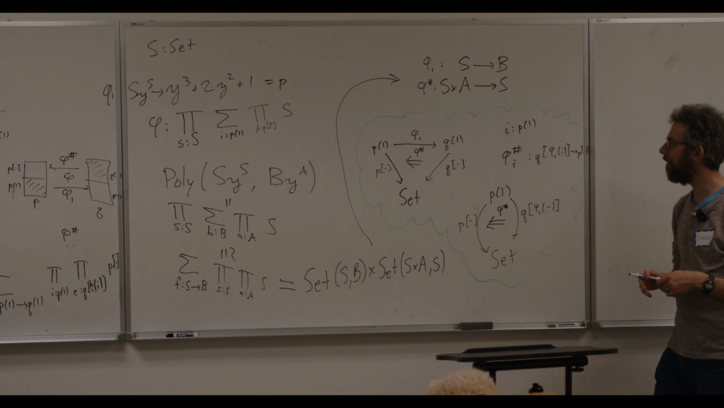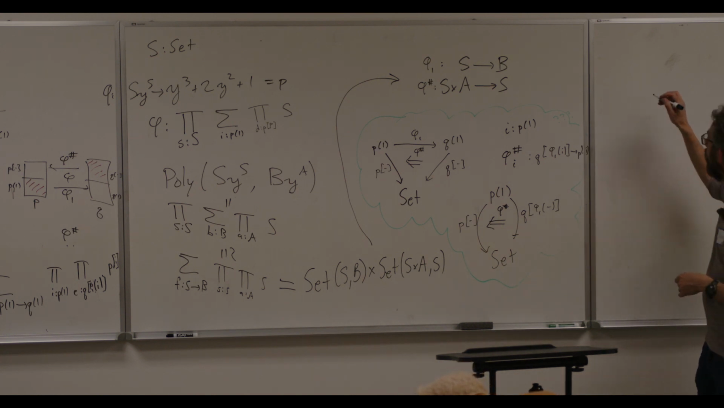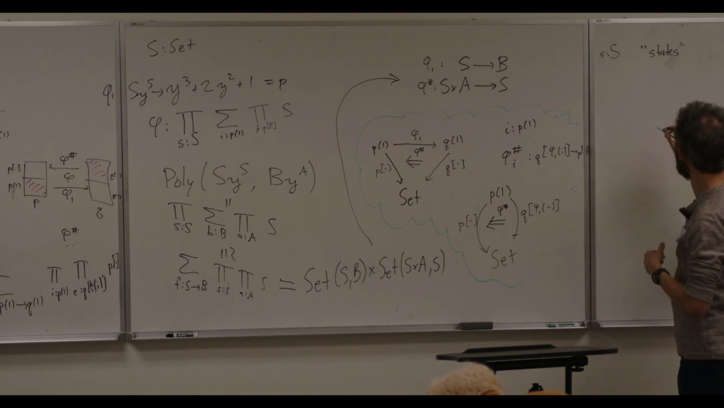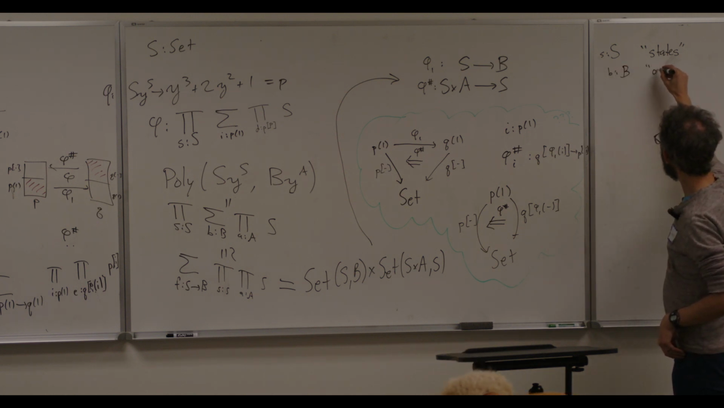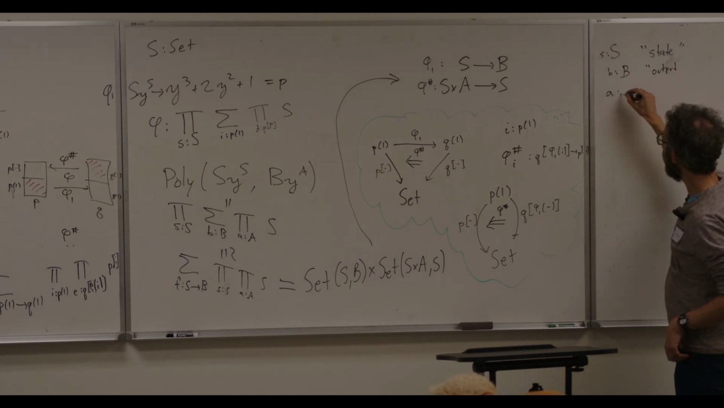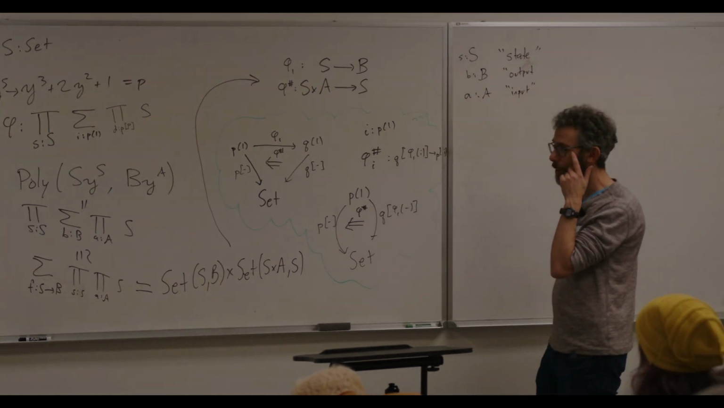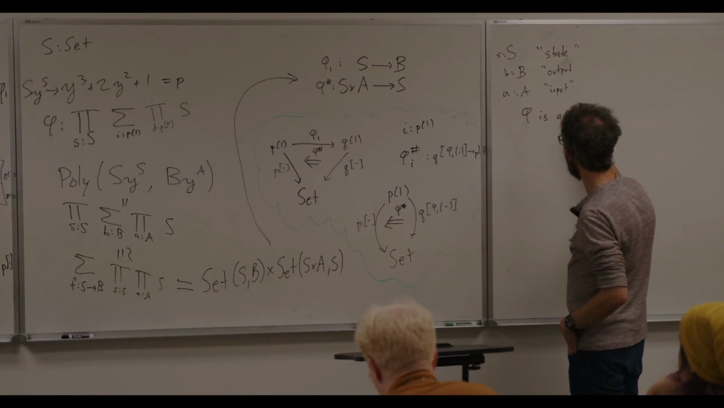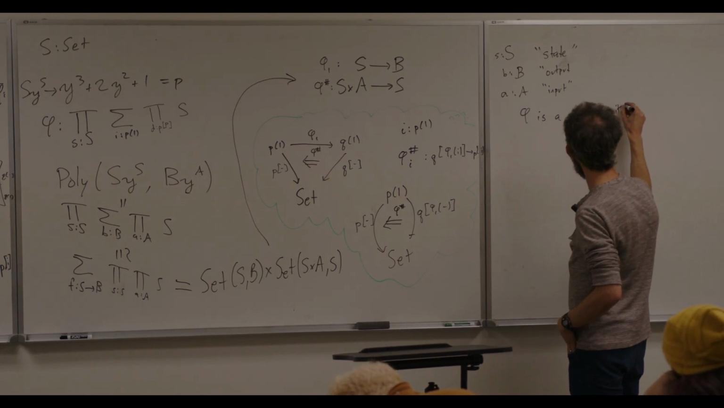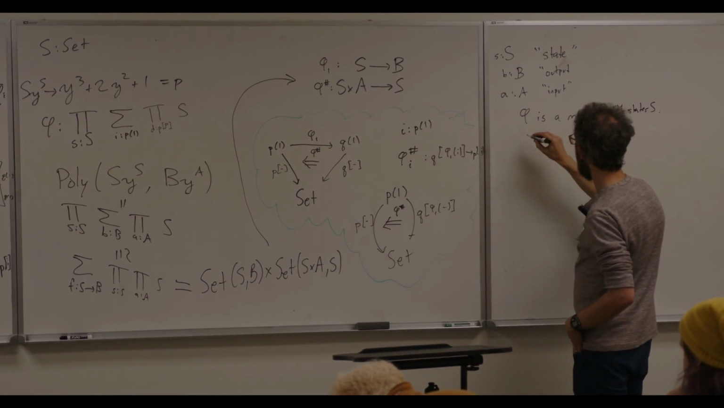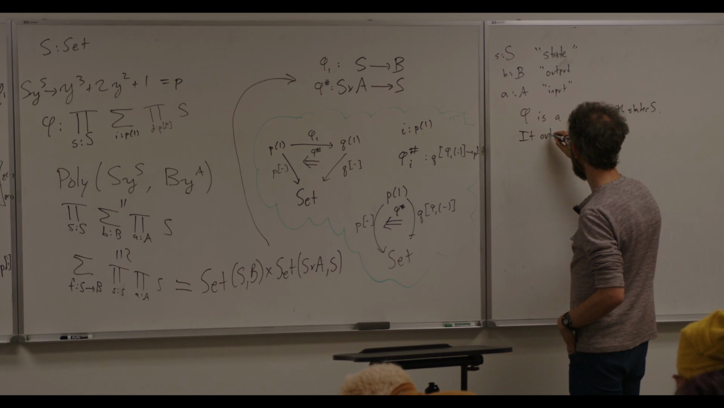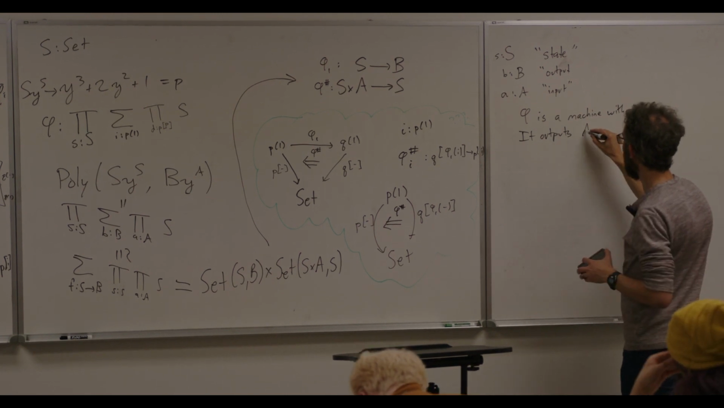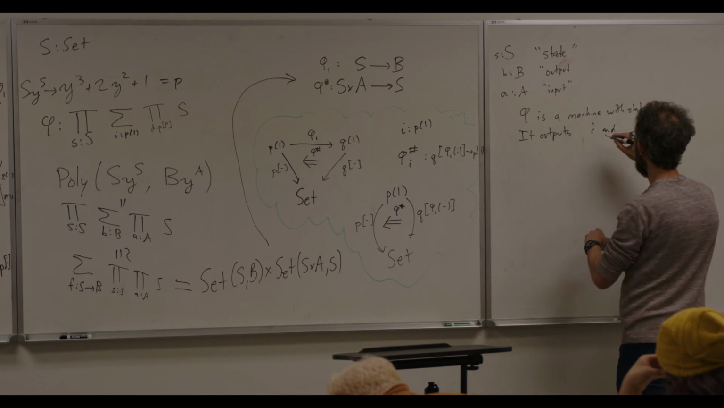We were trying to look at what this does. We're going to call elements of S states. We're going to call B output, and we're going to call A input. Given that terminology, we're going to see if these things make sense. So we've got this machine. Phi is a machine with states S. It outputs B's and inputs A's.